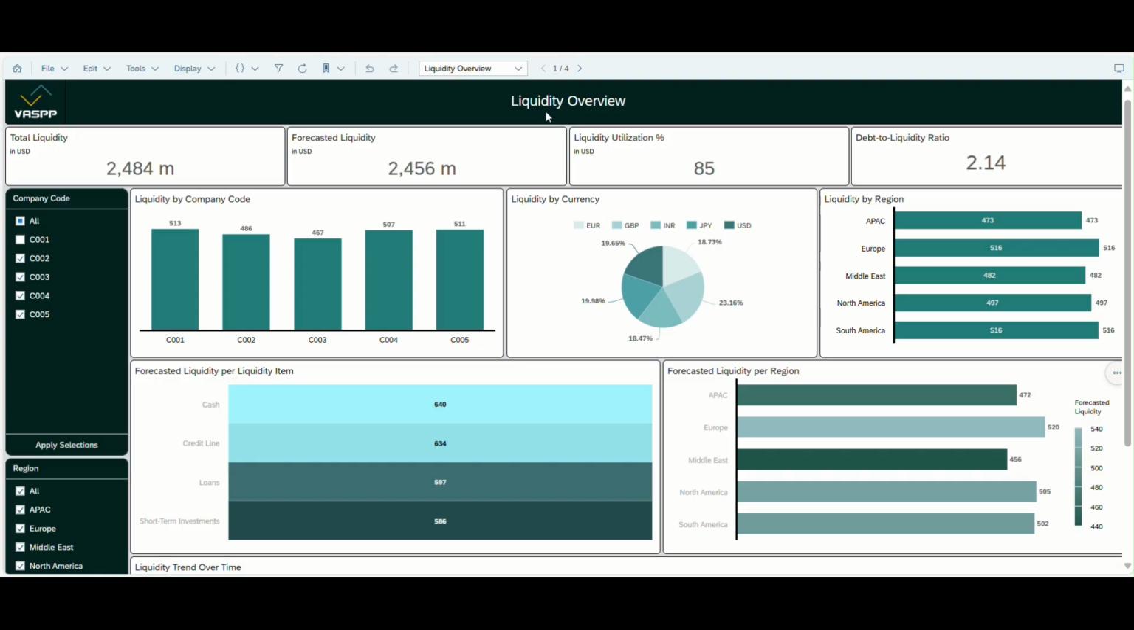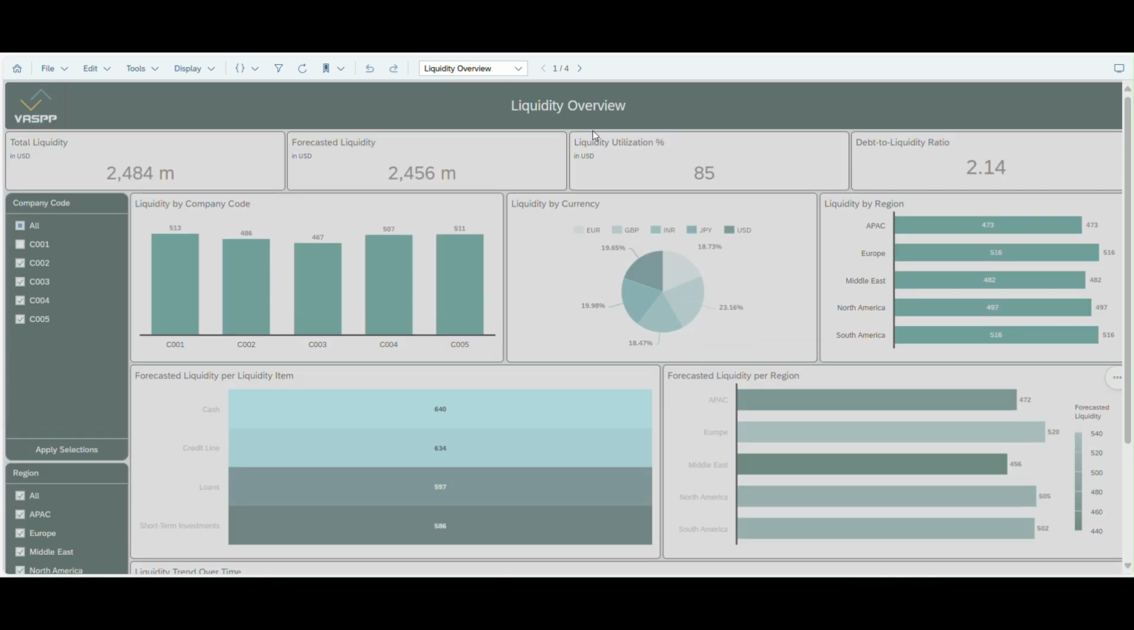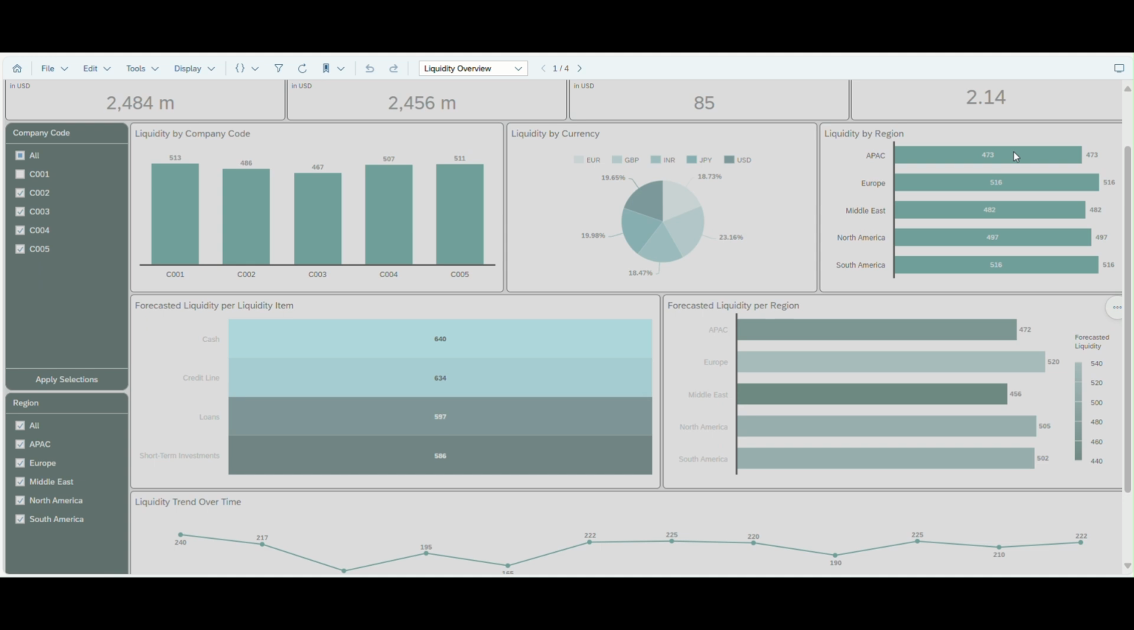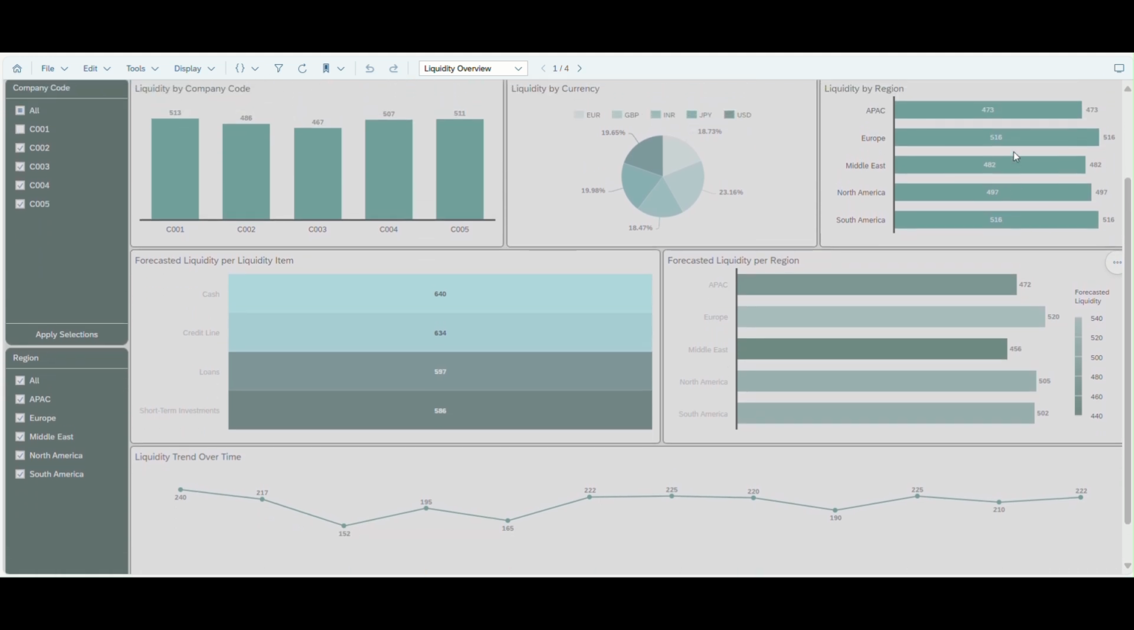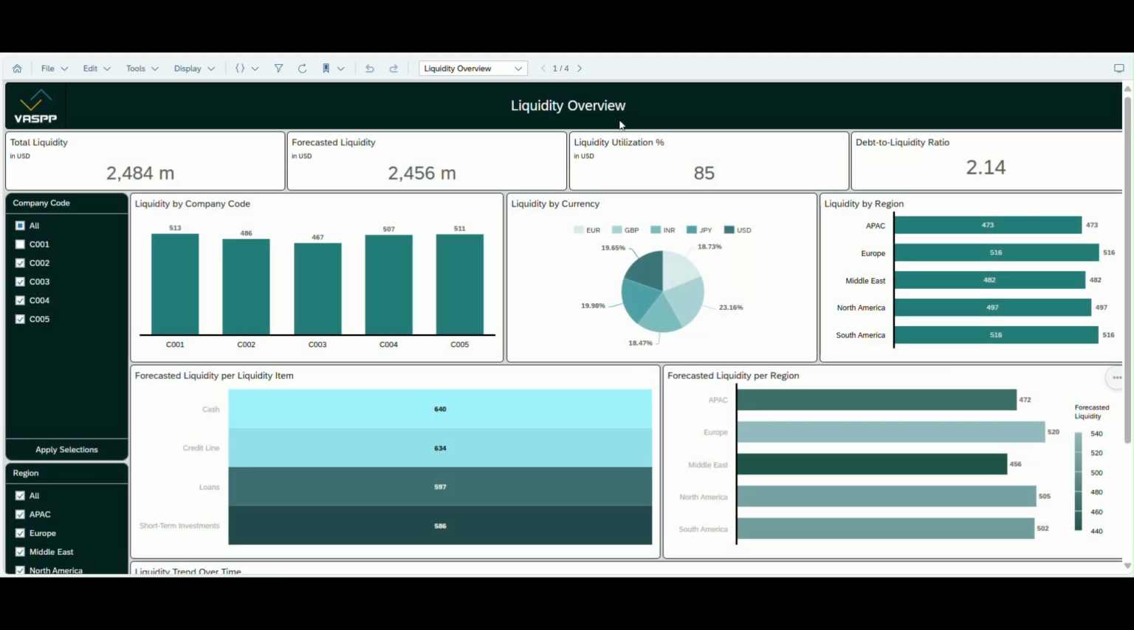Welcome to a smarter way to manage your organization's treasury. In today's complex financial world, liquidity and risk management aren't just back-office tasks. They're strategic imperatives. This dashboard doesn't just show you numbers. It empowers you to act with confidence.